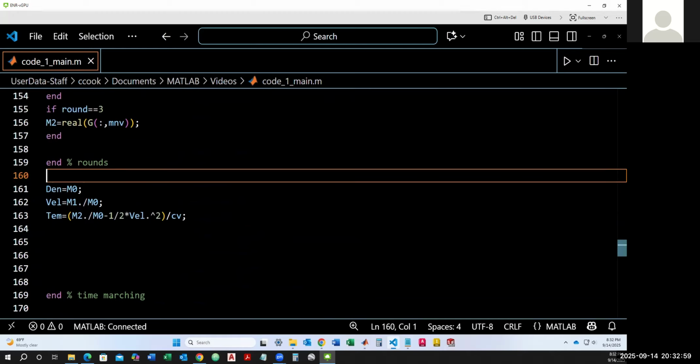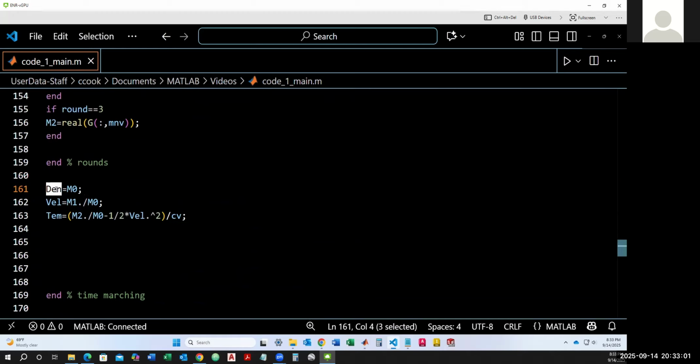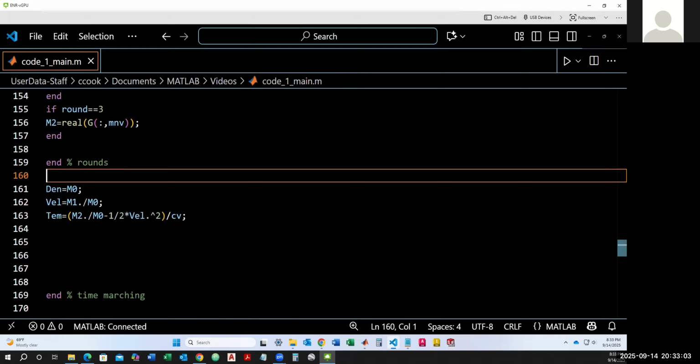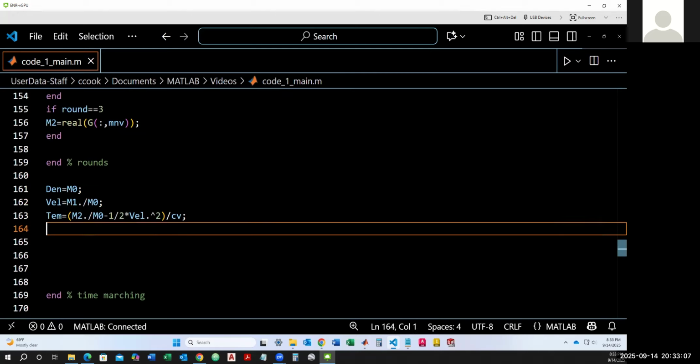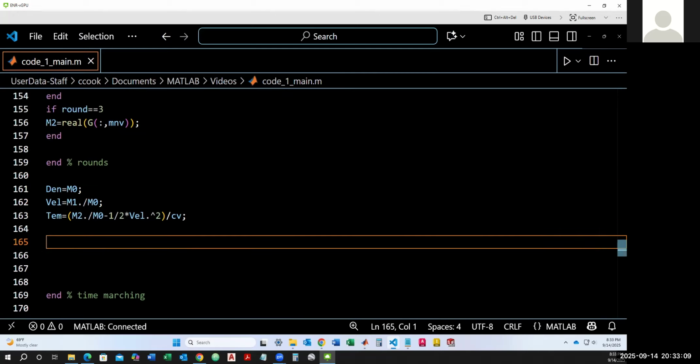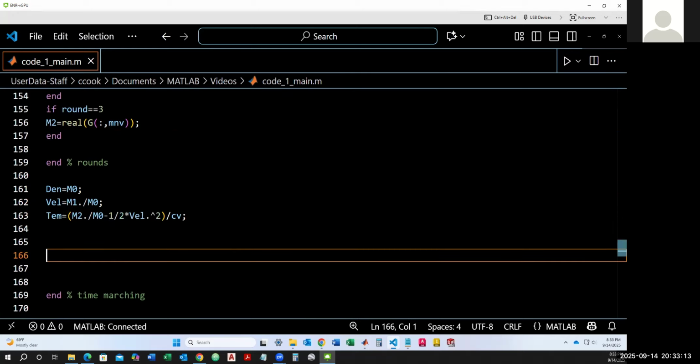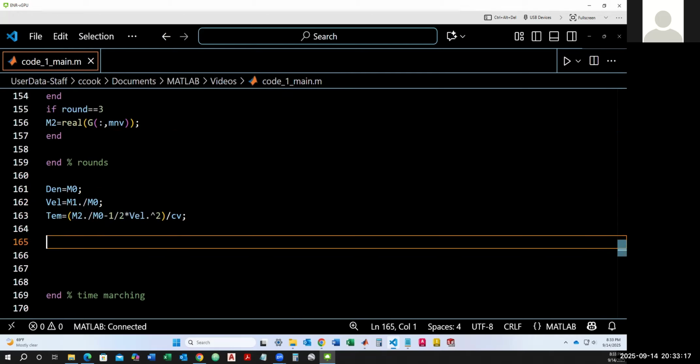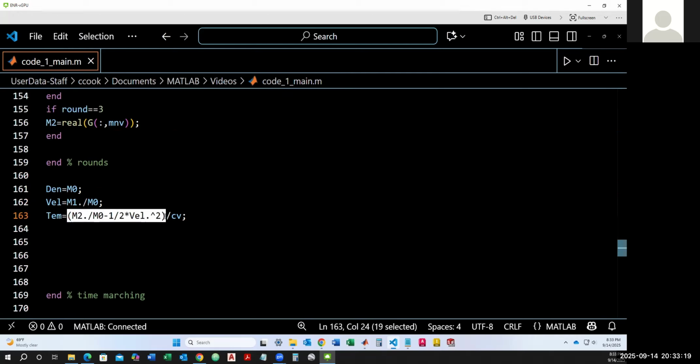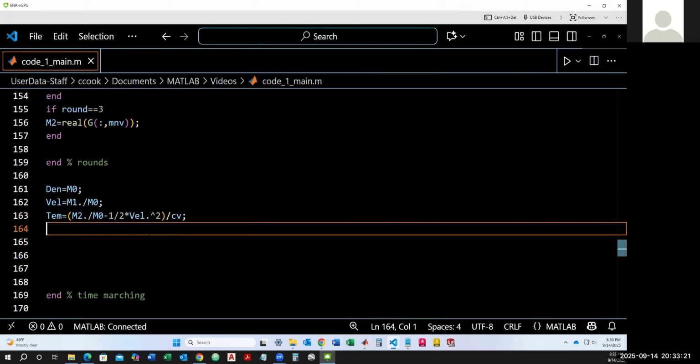Then once we're done with the rounds, the updated density at T plus delta T is M0. The velocity is going to be M1 divided by M0. And then M2 is the updated total energy density, so I have to subtract out the kinetic. This is the total minus the kinetic. This is the updated internal energy divided by CV because we are using the perfect gas model. That is the updated temperature.